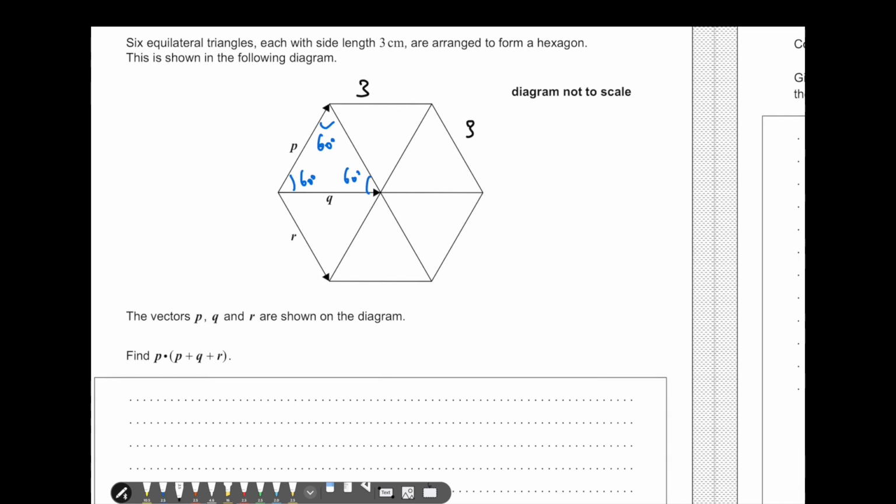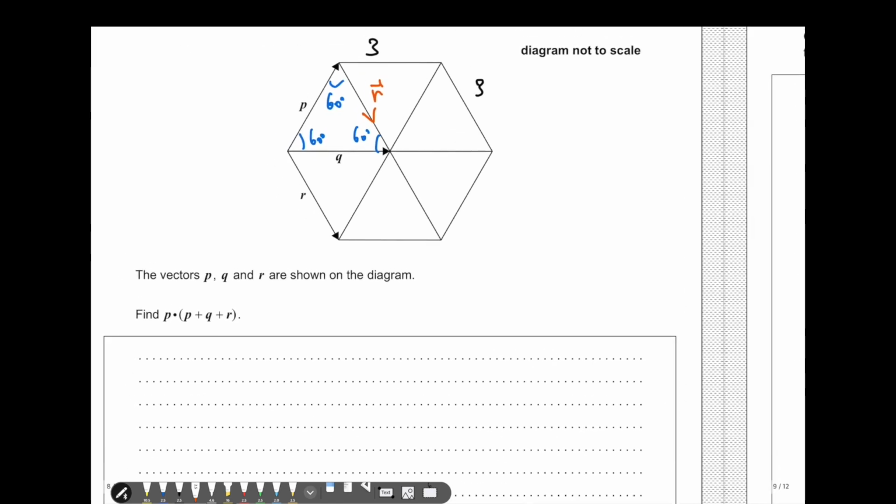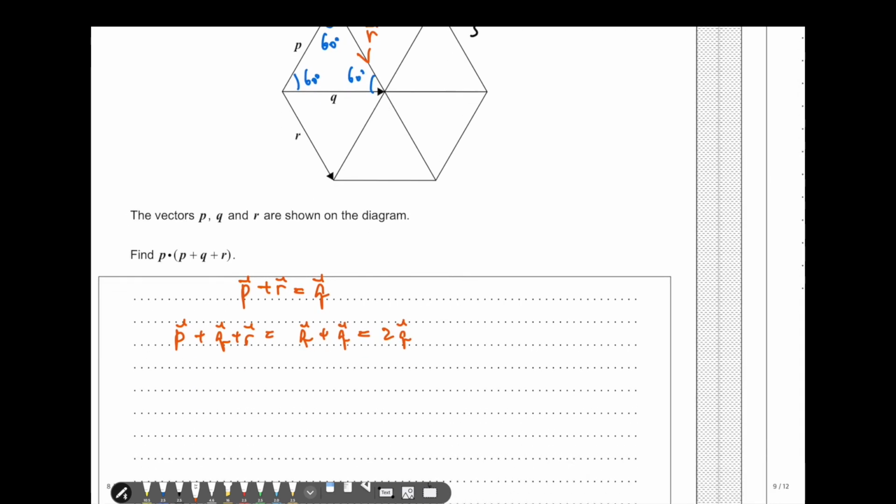And then we can make a translation of the vector, so that is also equal to R. So from this diagram, we can see that P plus R is equal to Q. Okay, is equal to Q. So from here, we know that P plus Q plus R is equal to Q plus Q. So we finally have 2Q, the vector.